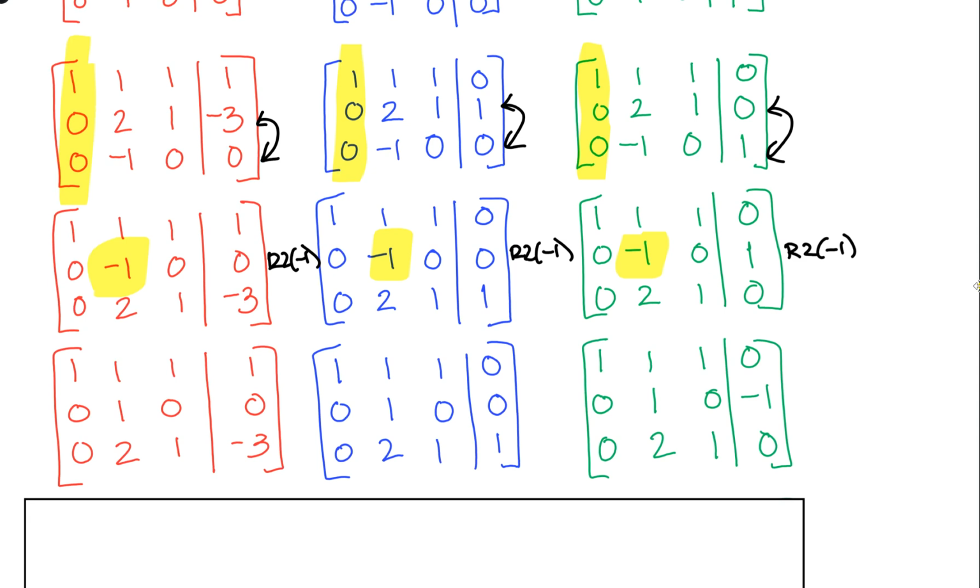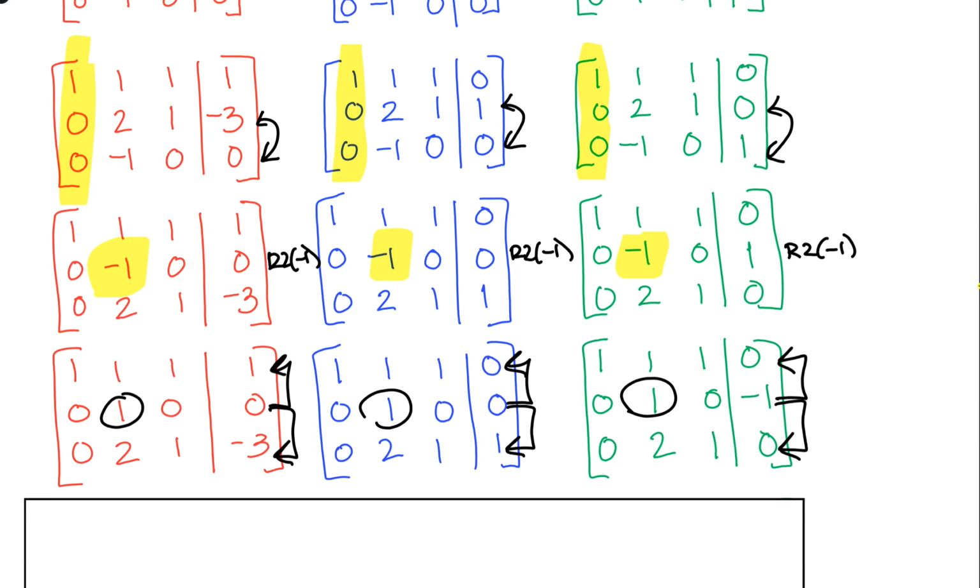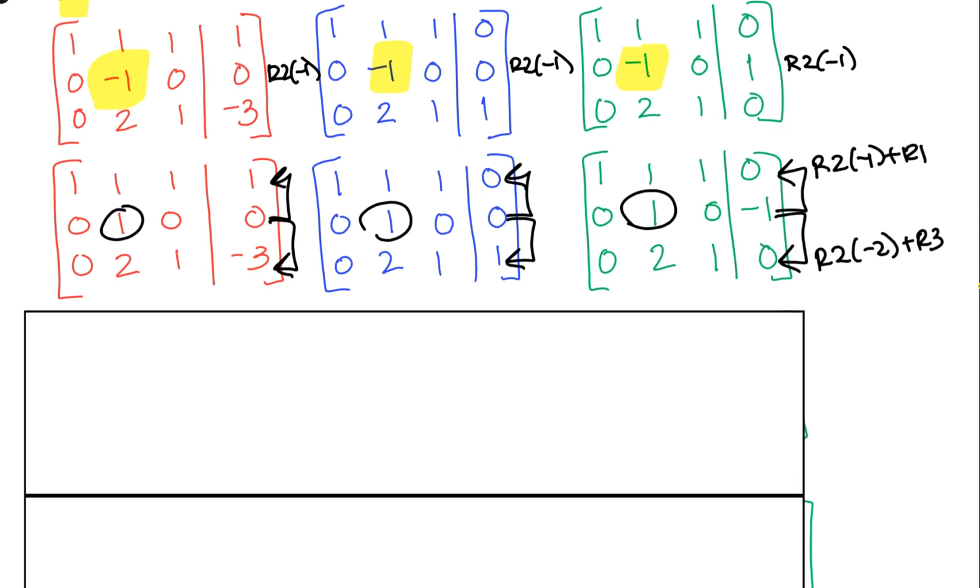And now I have this. I've got my leading 1 here, leading 1, leading 1, leading 1. I'm going to use that to cancel the 1 above and the 2 below. Hey, guess what? Cancel the 1 above, cancel the 2 below. So my operations are all the same. Here I'm going to do row 2 times negative 1 plus row 1, and row 2 times negative 2 plus row 3 for all of them. So I continue.